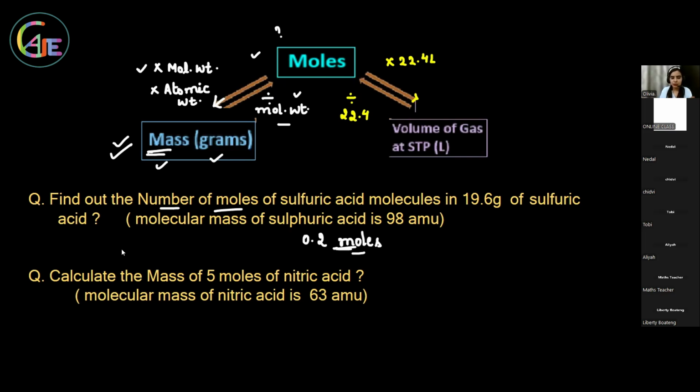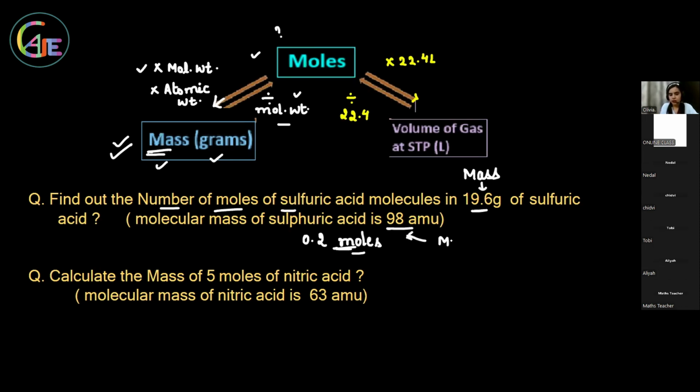Let me make this question clear to the students who haven't done it till now. Students, we are supposed to calculate the number of moles of sulfuric acid. They have given us the mass. So mass is 19.6 grams. And we know molecular weight is 98 AMU. And we need to calculate the moles. That is really, really easy. You don't have to do anything. You just divide the given mass by the molecular mass, and here you are with your answer. Isn't it easy?